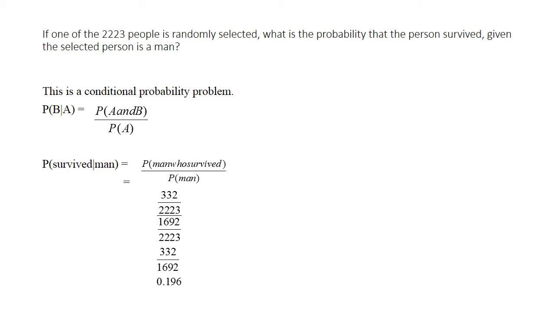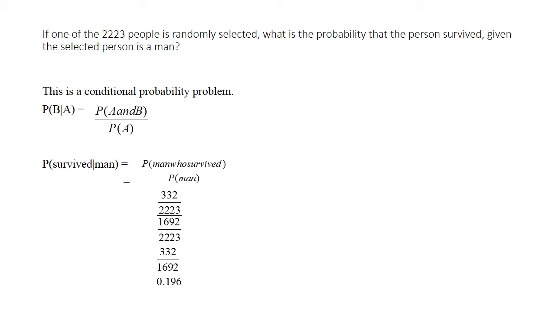The probability of B given A is equal to the probability of A and B divided by the probability of A. The first conditional probability question asked us to find what is the probability that a person survived given the person is a man. So we will need to find the probability of all men who survived divided by the probability of what's given, and we're given that the individual is a man.